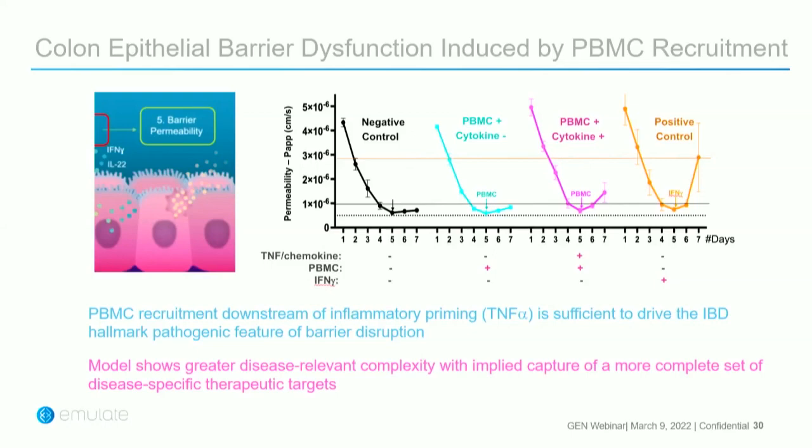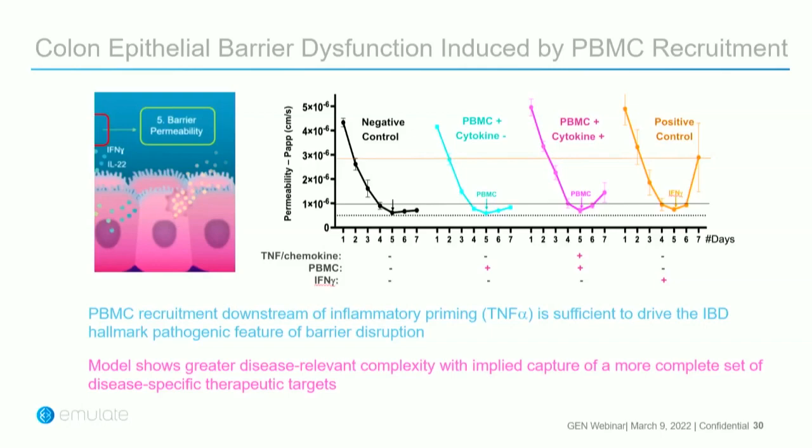But when we look at the teal and magenta curves, that's what we're getting when we're introducing PBMCs. You notice that the teal is the condition where there's no priming and no recruitment, and you see no permeability response. However, when we have a priming and PBMC introduction where we get robust recruitment, we're getting a nice selective loss in barrier function.